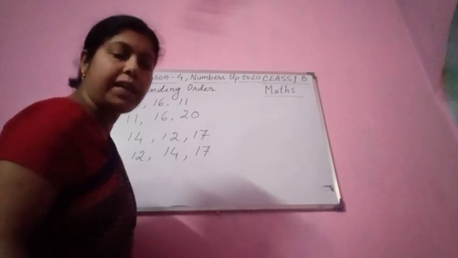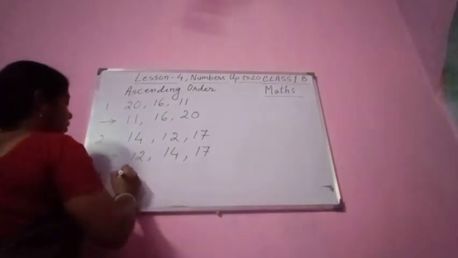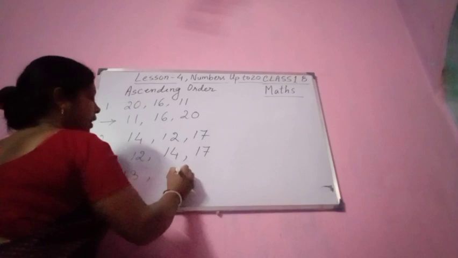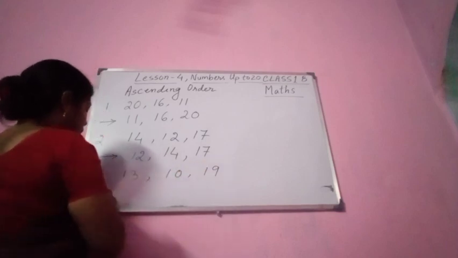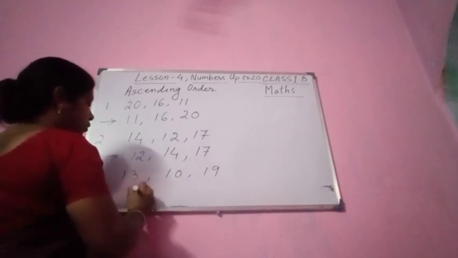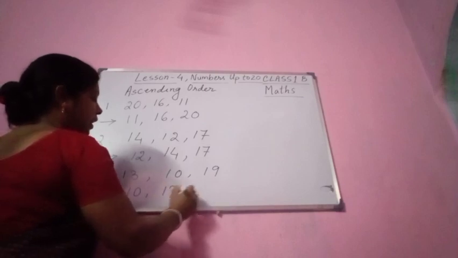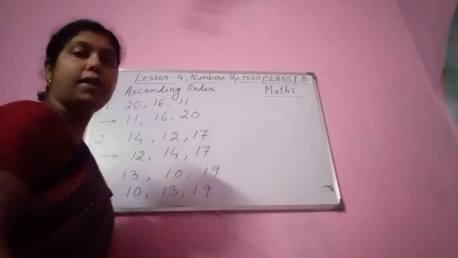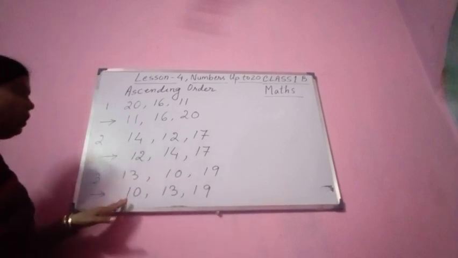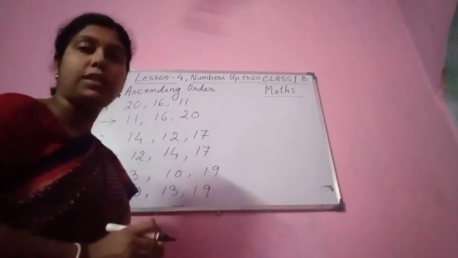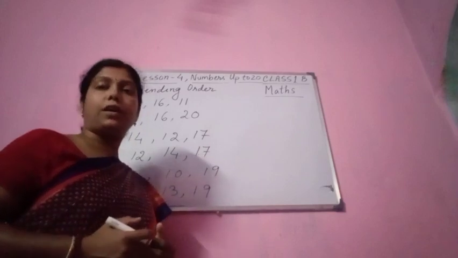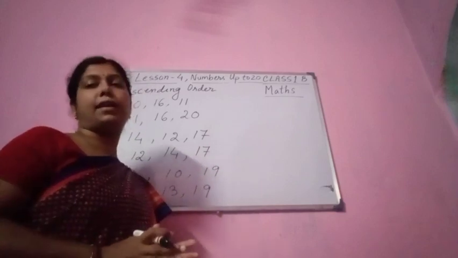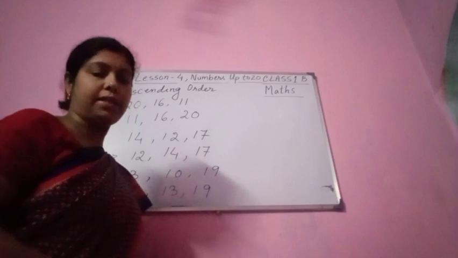Number 3 is 13, 10, 19. Which one is the smallest here? 10 is the smallest, then 13, then 19. 10, 13, 19. First of all, select which one is the smallest, then 2 will be left out, then from those two you select the next number, then you select the third number in that way.